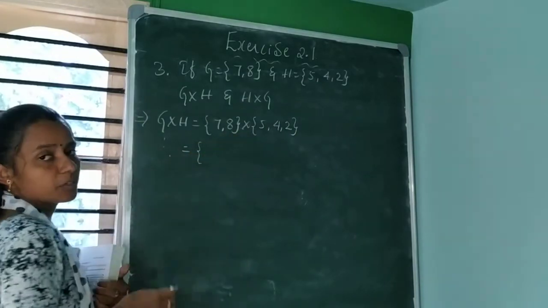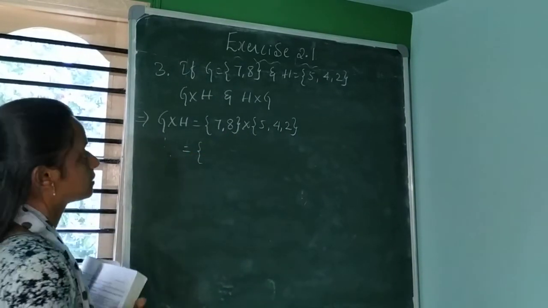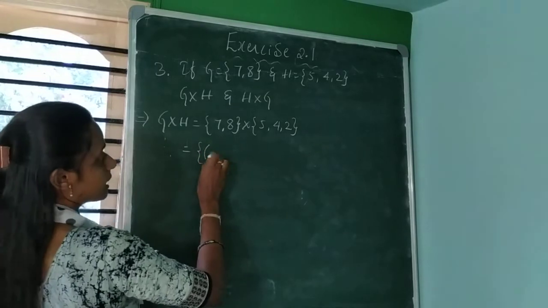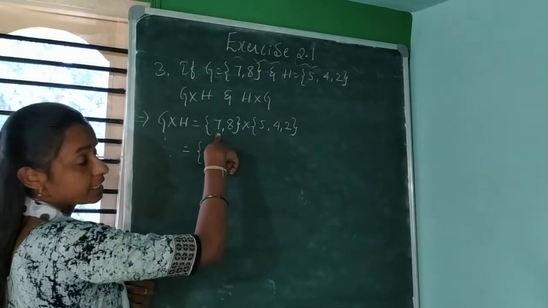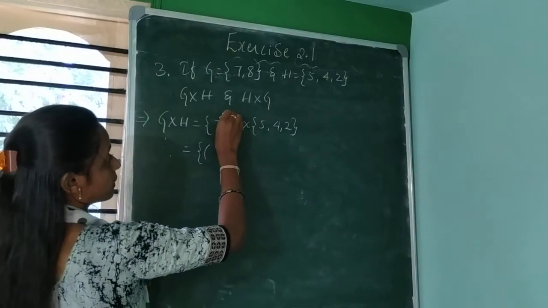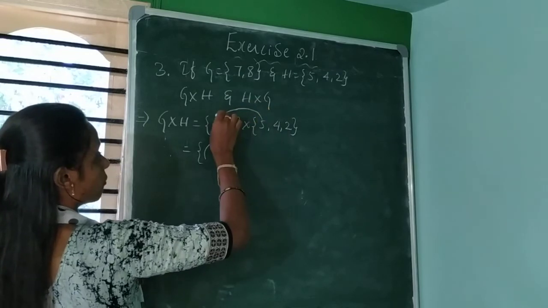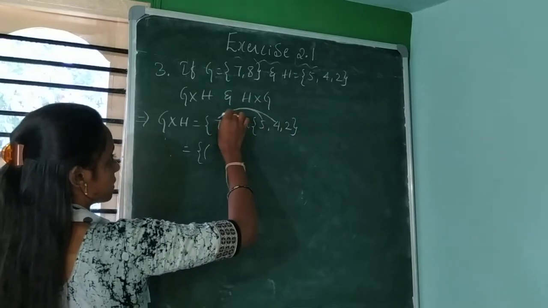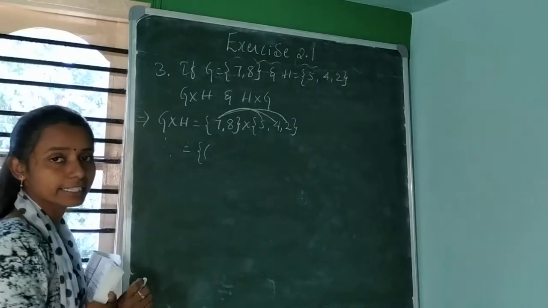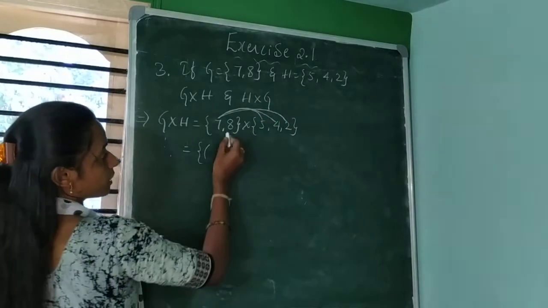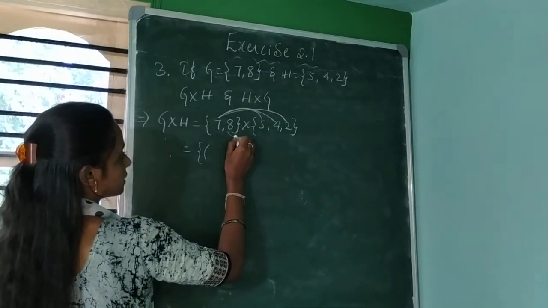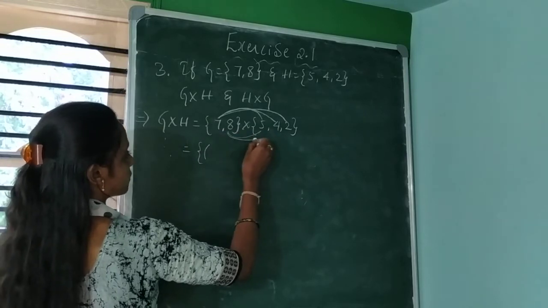Cross is nothing but a set of all ordered pairs. How will you write the ordered pairs? You just start with the first element of the first set and write it with all the elements of the next set, in that combination. Then you start with the second element of the first set with all the elements of the second set.